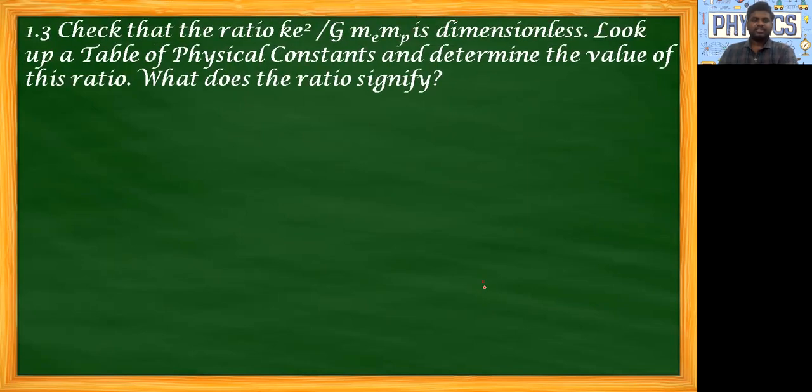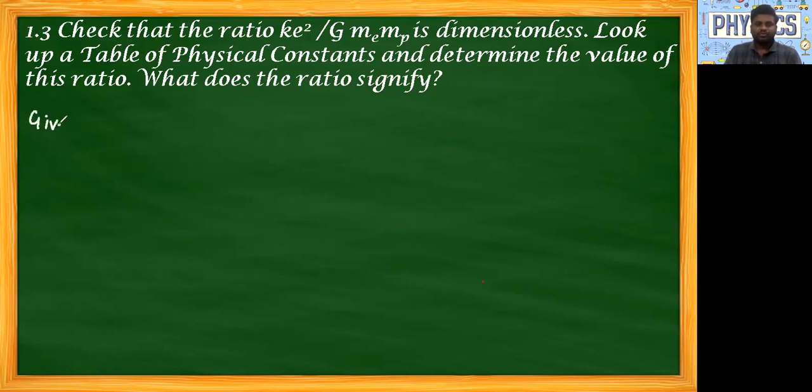Third question. Check that the ratio K e squared by G m_e m_p is dimensionless. Look up the table of physical constants and determine the value of this ratio. What does the ratio signify? First, whether it is dimensionless or not, we have to check. And what does this ratio signify?